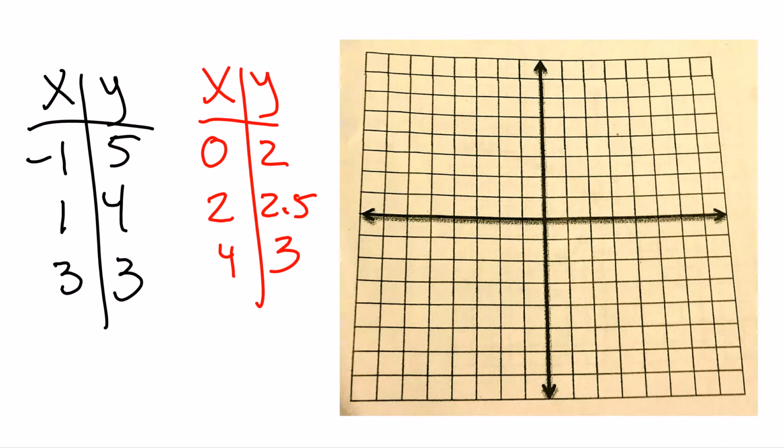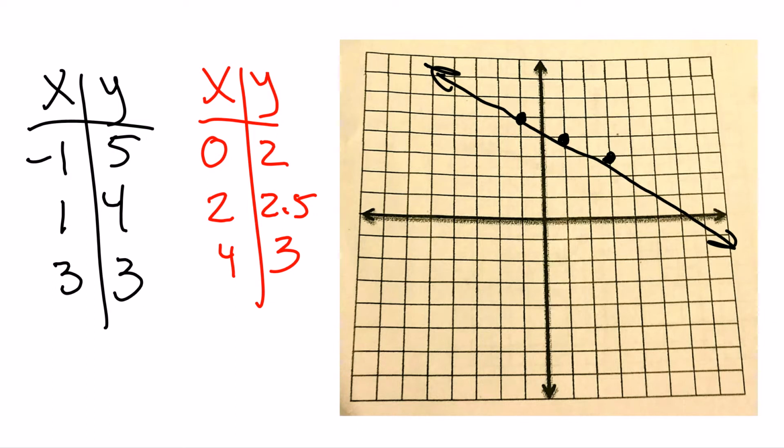So I'm going to go left 1, up 5, 1, 2, 3, 4, 5. I'm going to go right 1, up 4, 1, 2, 3, 4. I'm going to go over 3, up 3. All right, that's my line. Do my best to make a line. It's the hardest part probably on my phone is making that line.